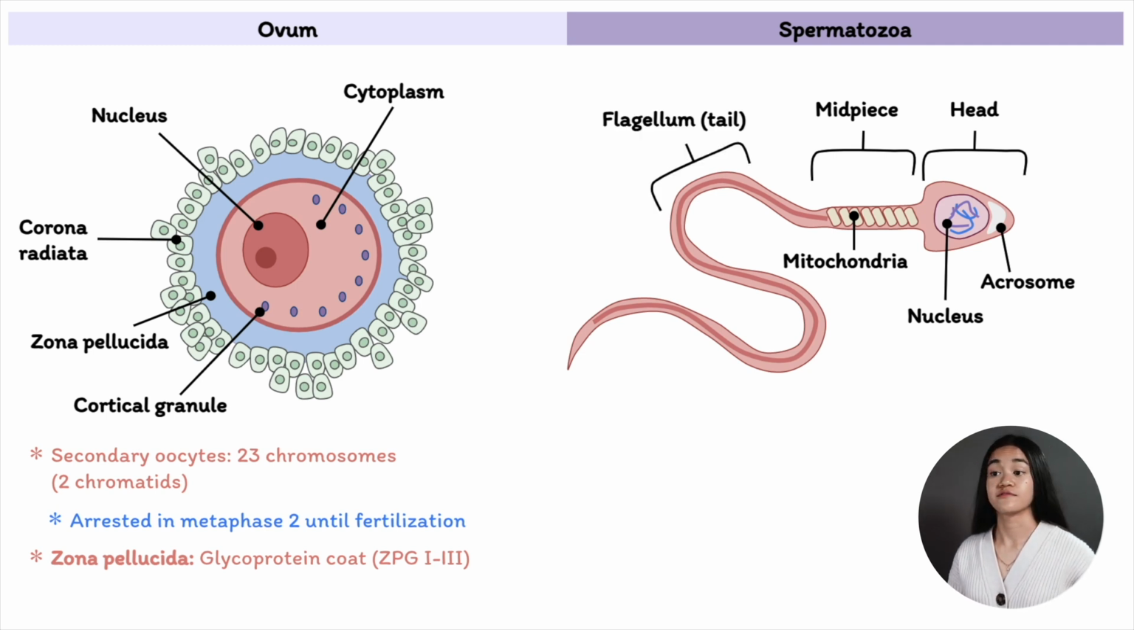Most of the tail is a flagellum, a group of contractile filaments that produce whip-like movements to propel the sperm forward.